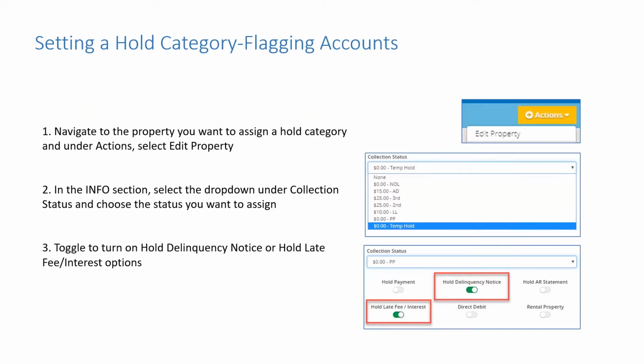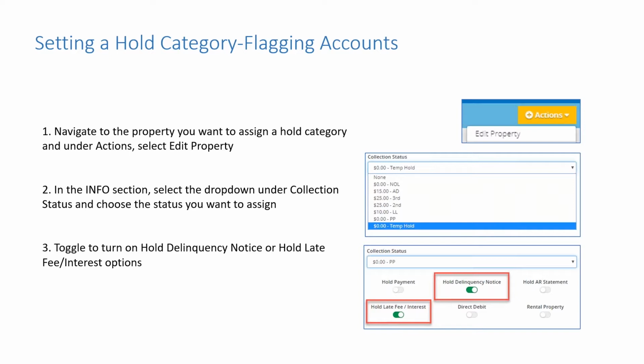So now that we were talking about the hold categories, I wanted to walk through a couple examples of how you would flag these accounts. Your request of resale, we'll use that as an example. Instead of trying to process it and manage that in a different area, you have your resale hold account set up. So you would just navigate to that property that you want to assign that status to. Under actions, you would select the edit property option. Then on that screen, you're going to see an info section, and there is a drop down under collection status. Then you will just click the one that you want to choose.